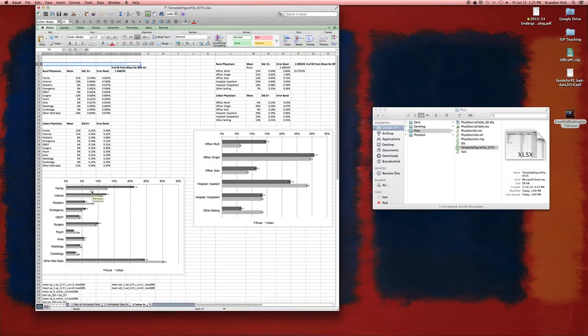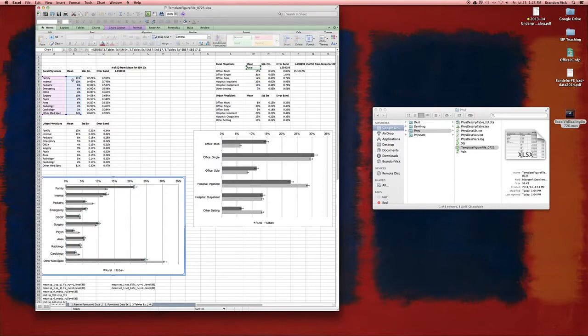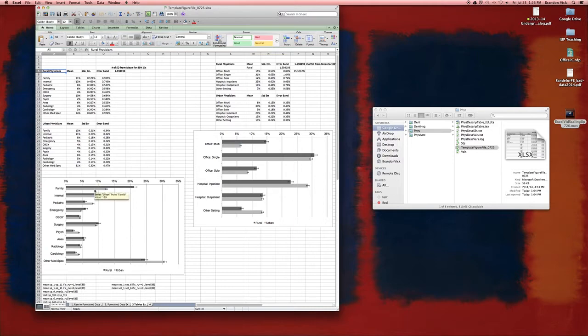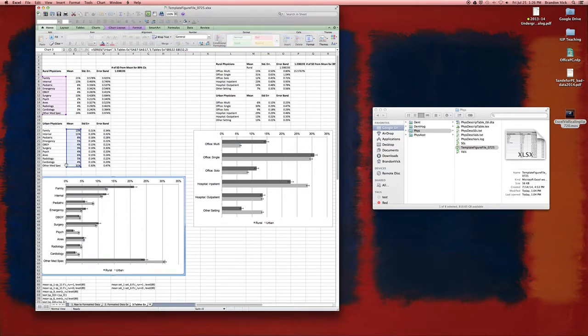And all that's presented here by just showing the difference in means of these distributions. So that data is given right here. This is the distribution of these rural physicians, and here is the data for the distribution for urban physicians. Okay, so that's part. We want to look at the mean.